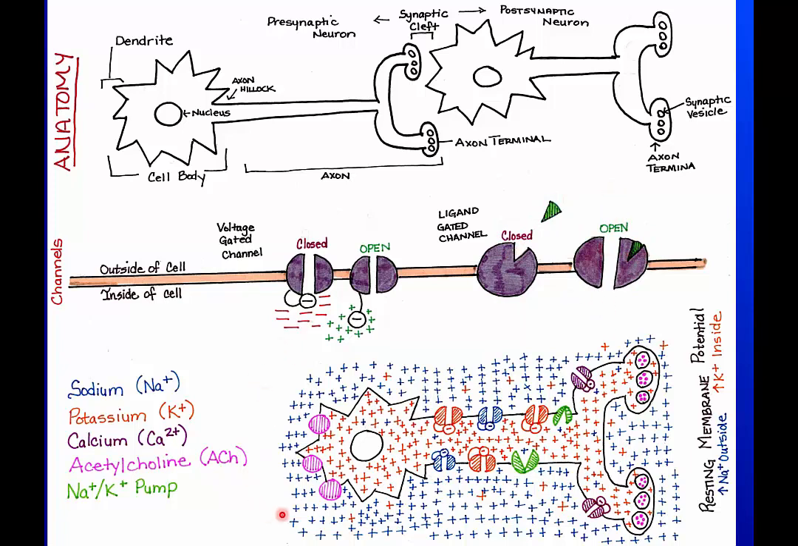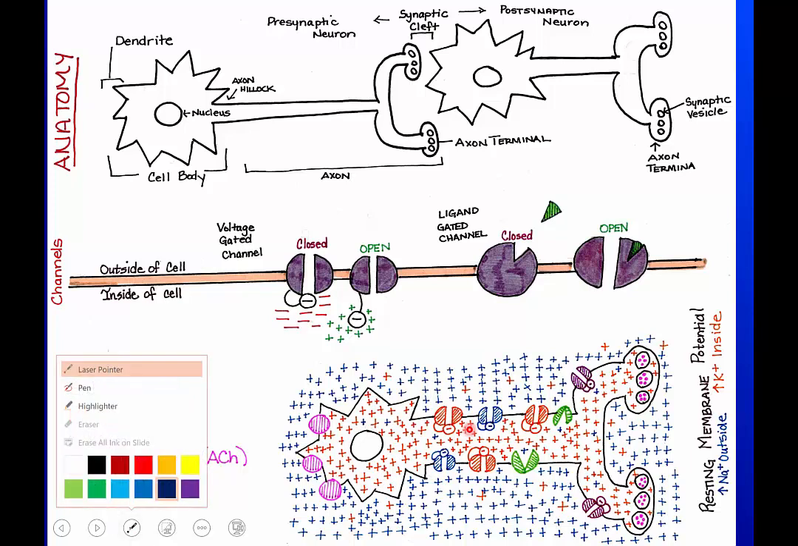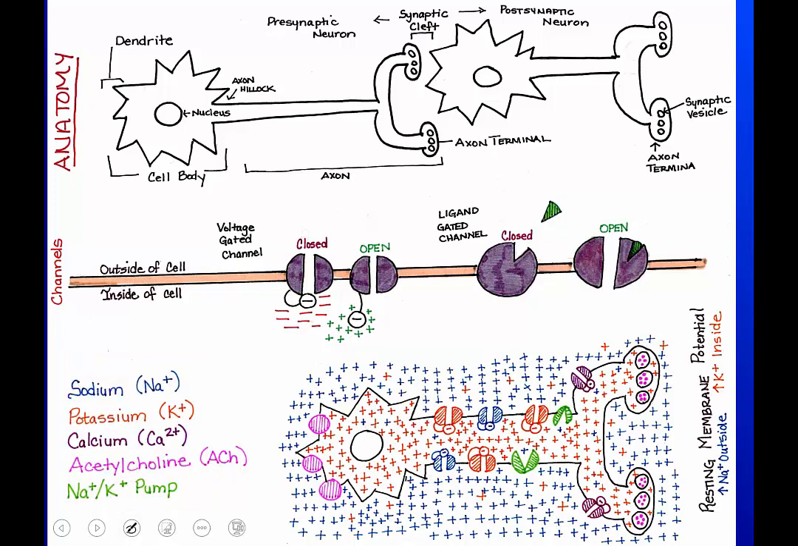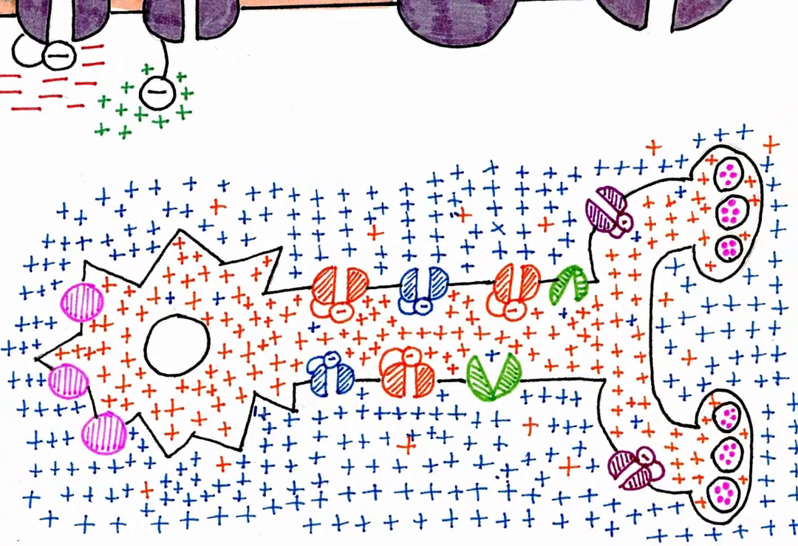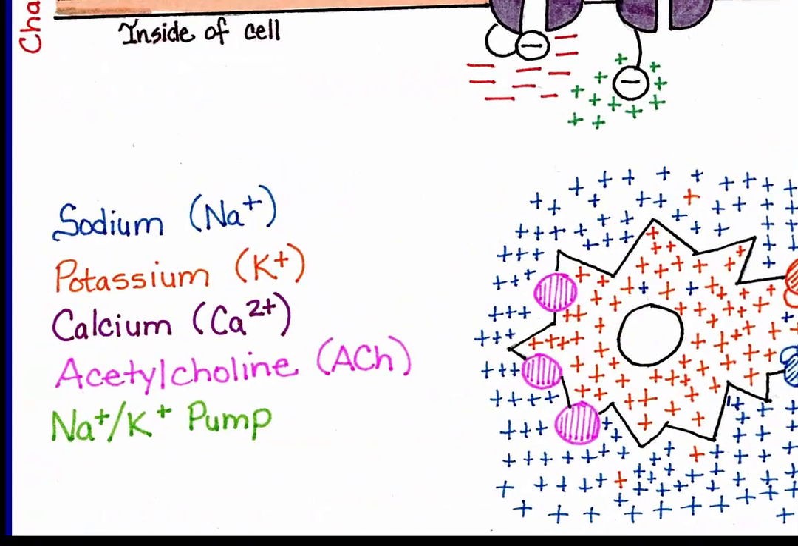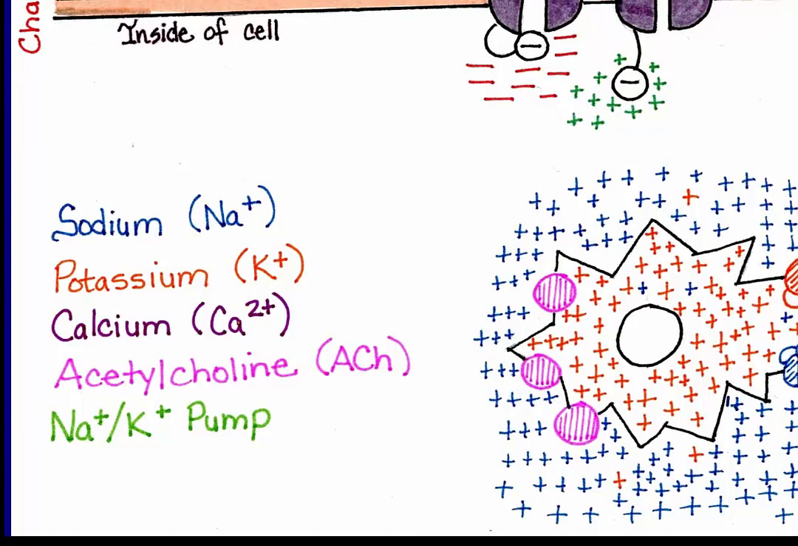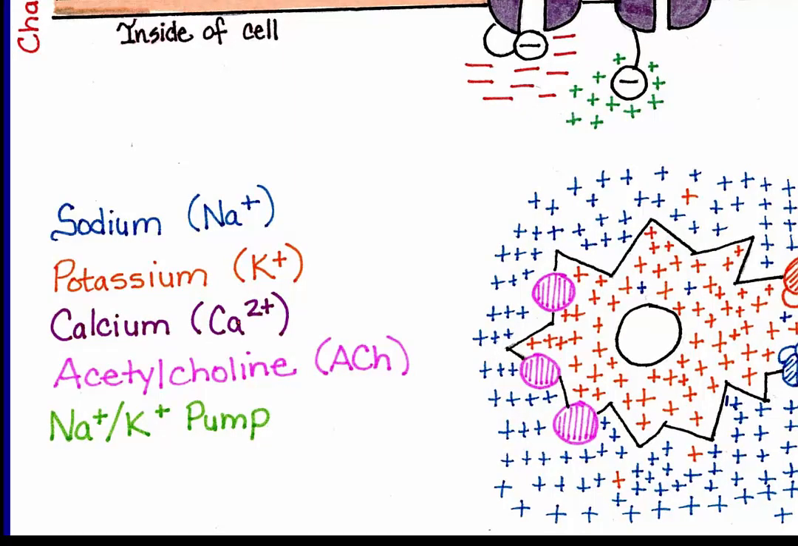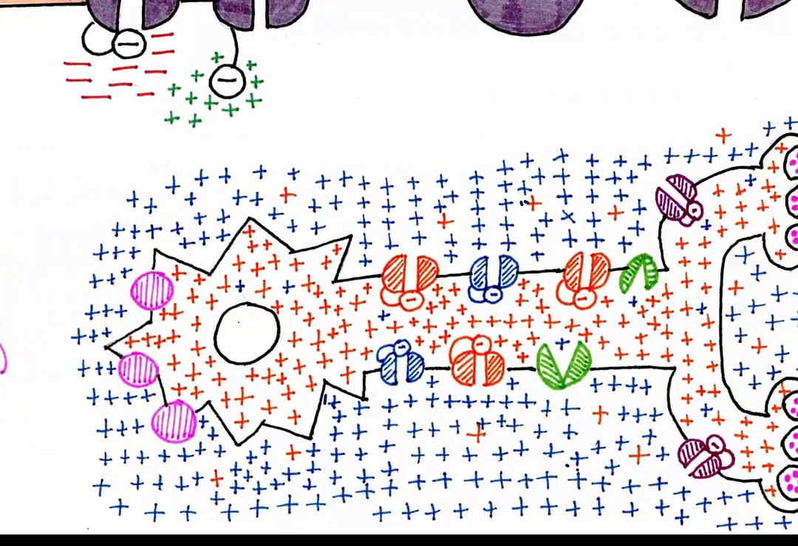Now, this is basically a drawing of what it would look like. If you look inside of this neuron, I don't know why it's not zooming in. Zoom in. There we go. If you look inside of the neuron, everything's color-coded. Potassium is orange, sodium is blue, calcium is purple, acetylcholine is pink, and the sodium-potassium pump is green.